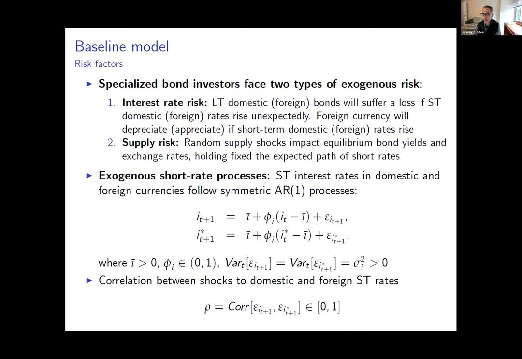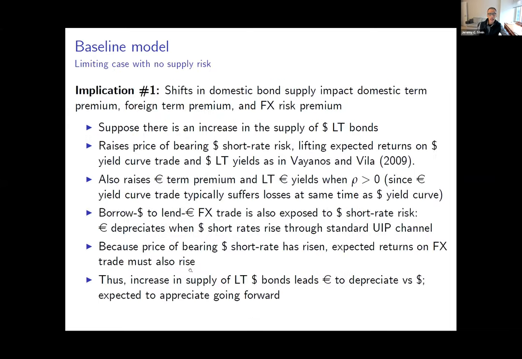This is much like in a model by Gabaix and Maggiori. You can think of that as coming from trade or whatever. Okay, and then there are these exogenous short rate processes that we model as AR1s with some correlation between the domestic and the foreign interest rates. Okay, if you put all that in the model and just work through, the first thing you get, again, is this co-determination of term premium and exchange rate risk premium that I said before, and I'll just rehearse it again.